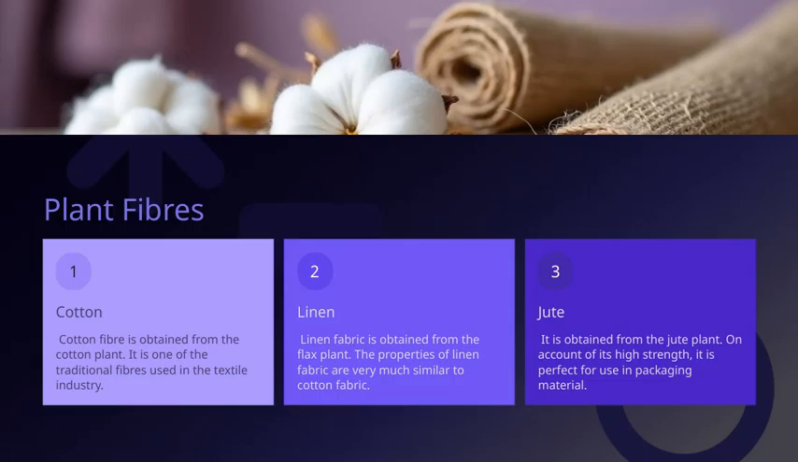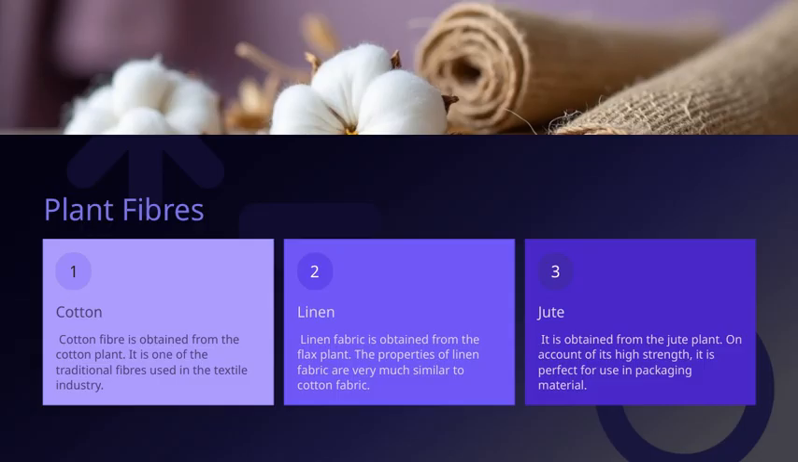Cotton fiber is actually obtained from the cotton plant, and it's one of the most traditional fibers used in the textile industry. You'll find it everywhere because of its softness and breathability, making it ideal for clothing and textiles that we use daily. Next, we have linen.